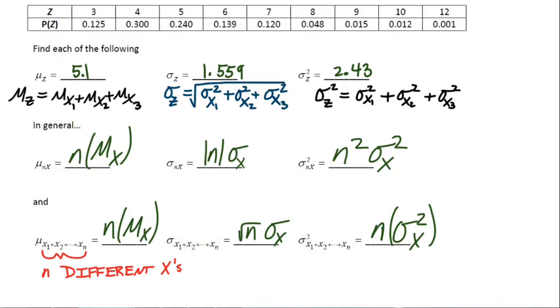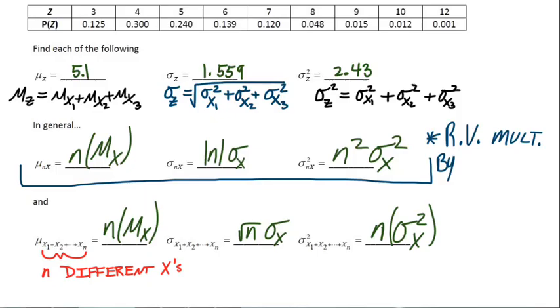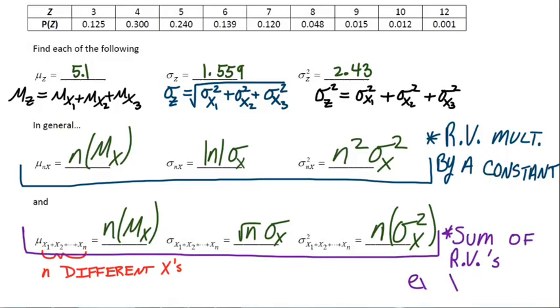Okay, on top here, this is the case when you take a random variable x and multiply it by a constant. And then on bottom, that's when you have the sum of multiple random variables. Like in the example, we had x1 plus x2 plus x3. So 2 totally different cases. On the top, that would be the example like when we did 3 times x. This one is 3 different independent random variables being added up.